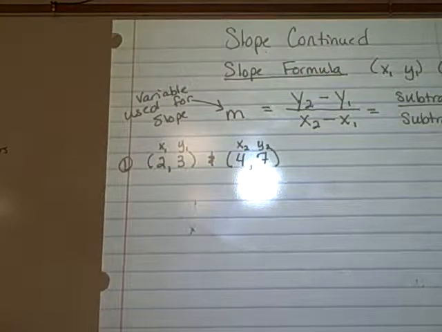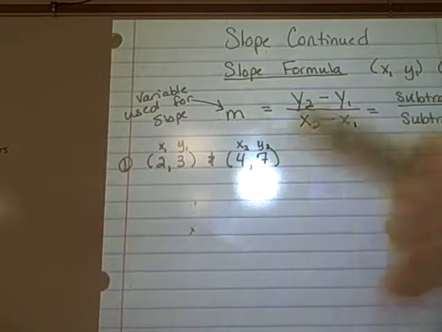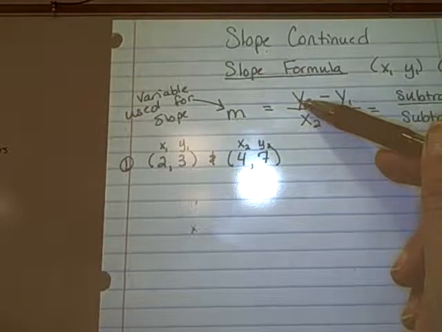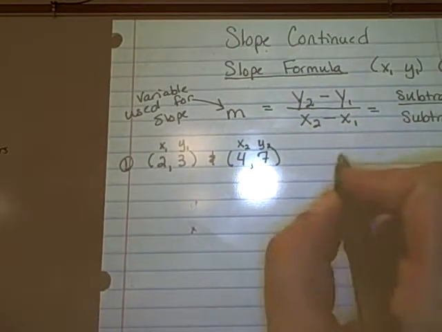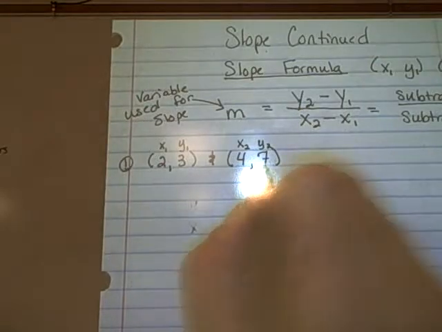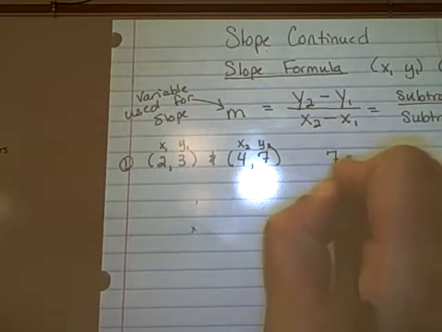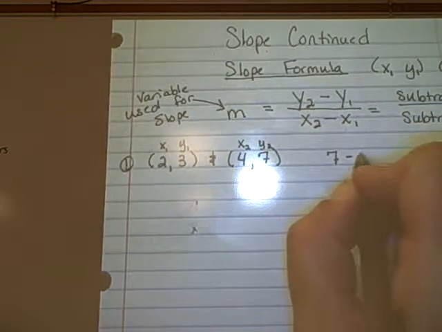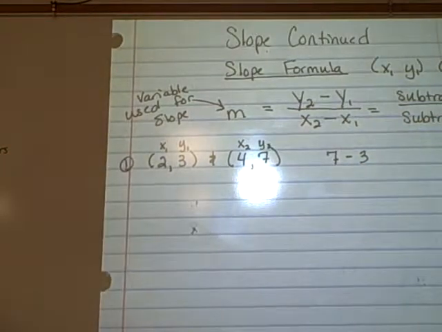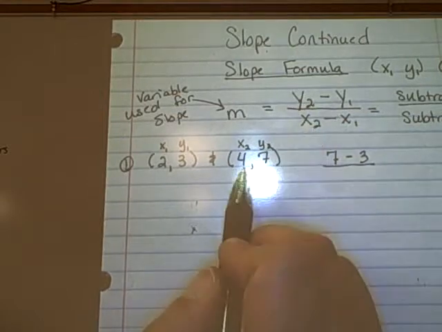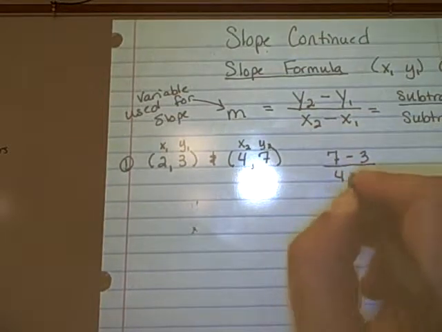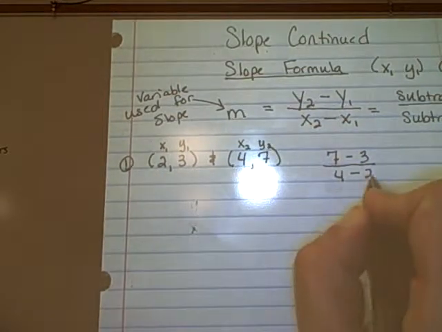And then we're just going to plug in to our formula. So the first thing I need is y2 number minus y1 number. So what's my y2 number? 7. So 7 minus 3. That goes on top. Okay, then I need the x numbers. I need x2, 4, minus x1, 2. That goes on bottom.